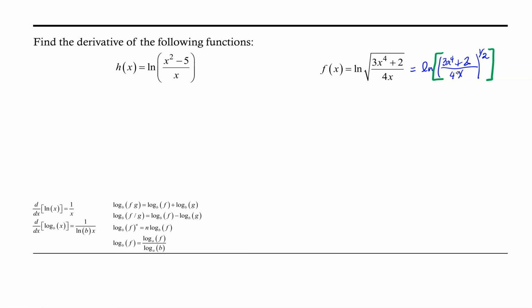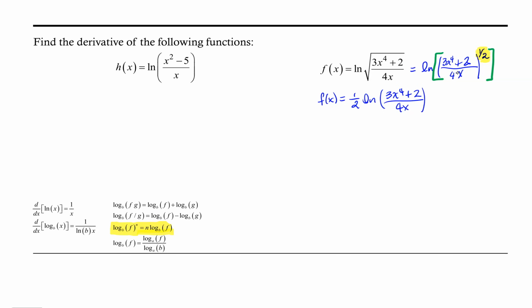Fortunately, we have rules for logarithms that will help us make this a little bit simpler to deal with. So notice that when you have an exponent or a power in your logarithm, you can simplify it, and basically that exponent becomes a multiplier or a coefficient. What that means is we can rewrite f of x as 1/2 the natural log of 3x to the fourth plus 2 all over 4x.